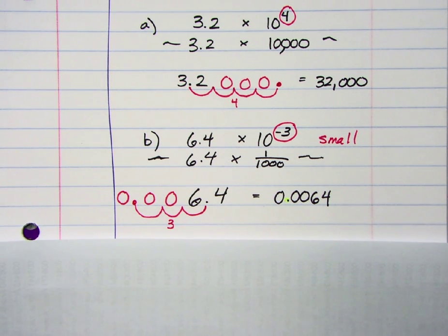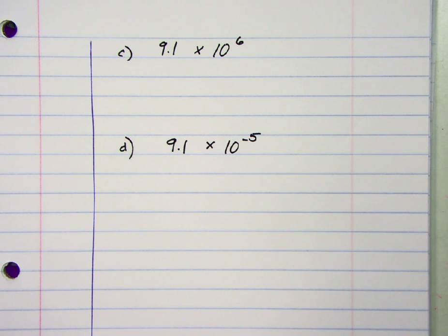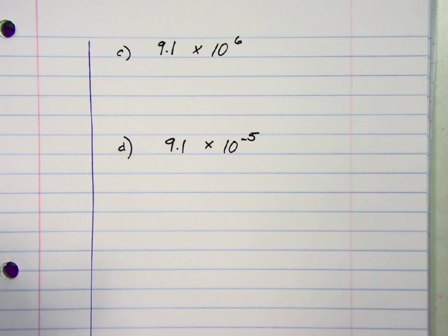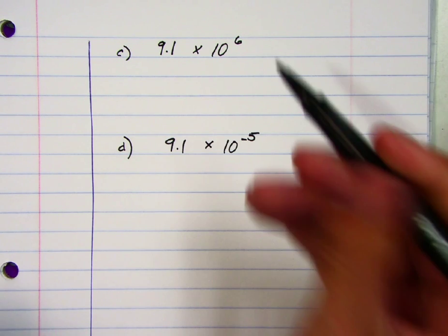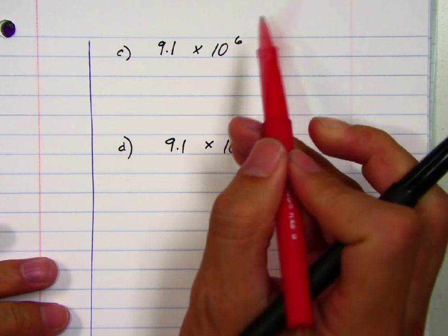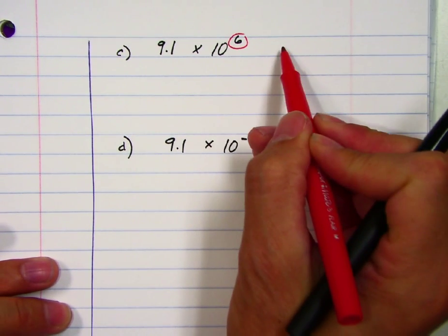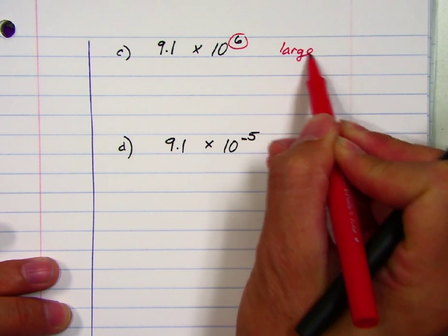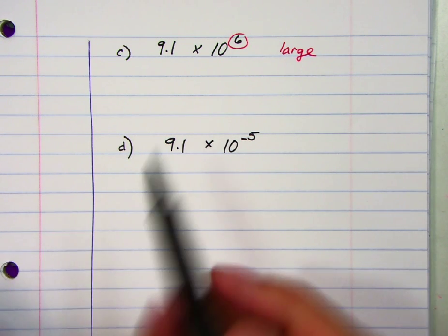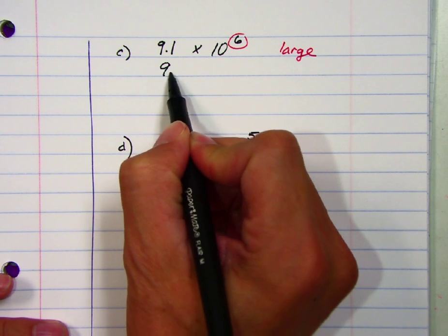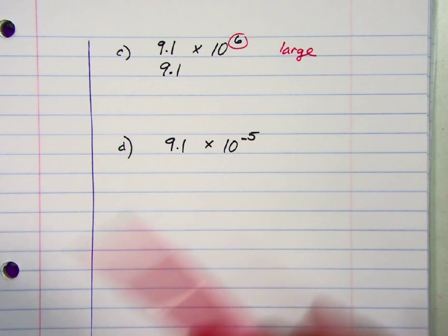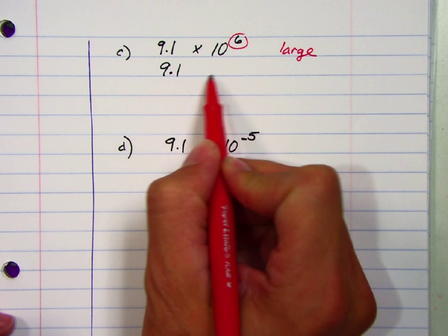I'm going to try a couple more here. All right, so let's try these out. Once again, I've got 9.1 times 10 to the 6th. Right away, I can realize that this 6th power means it's going to be a large number. A large number gives you a clue as to what direction you're going to move your decimal. So 9.1, large numbers have zeros on the right.